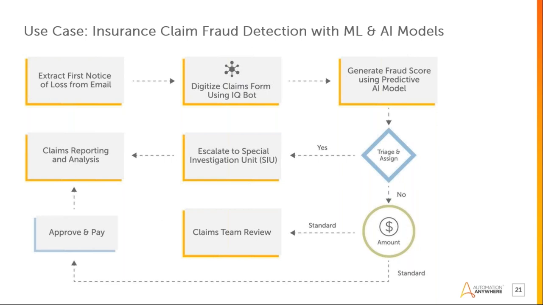First, it has to extract the first notice of loss from the email, and then these claims are digitized using the IQ Bot. Then the data will be passed to a predictive AI model. There are a couple of examples, like there is a model in Azure, there is a model in DataRobot, which gives you a score of what the fraud percentage might be based on the data submitted by the customer. So based on the score, you can define the workflow if you want to escalate it to a special investigation unit, or you just want a claims team to review, or if it all looks good, you can even let the bot approve the claim and process the payment too.